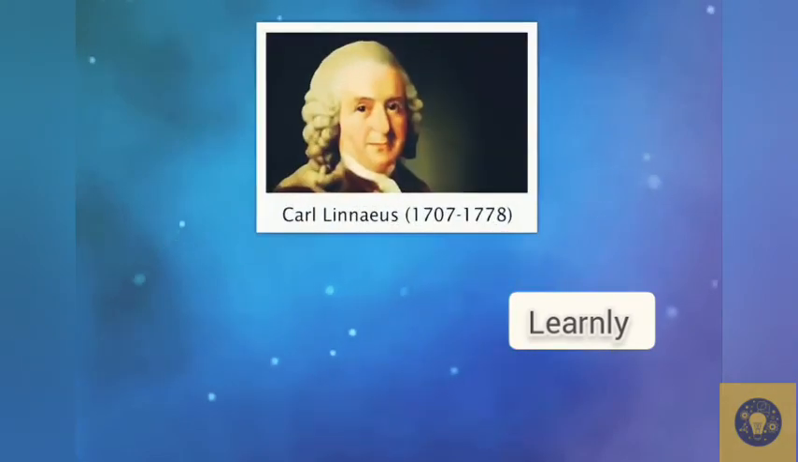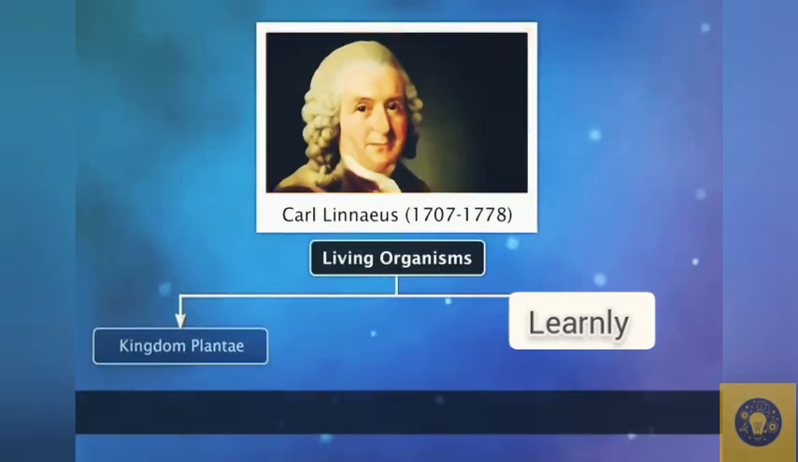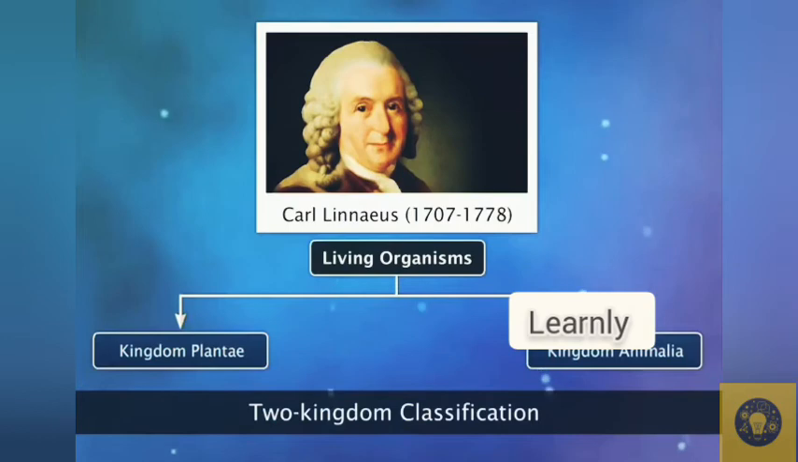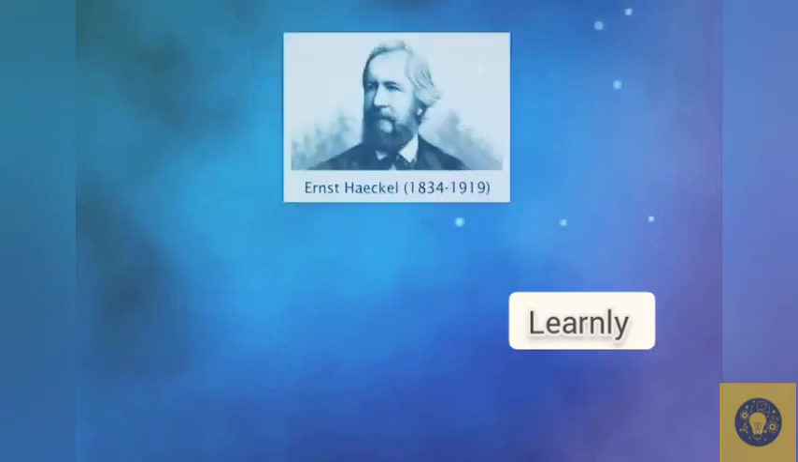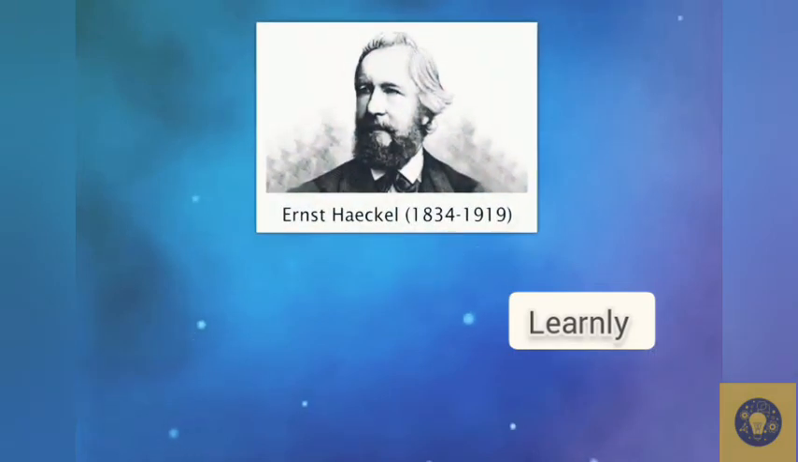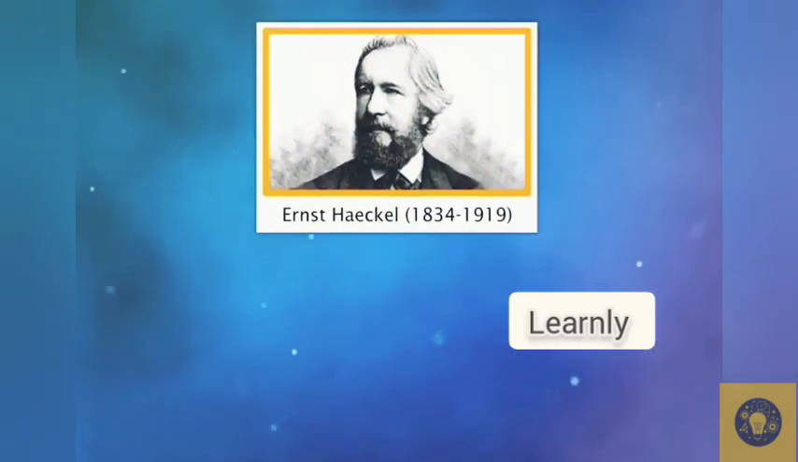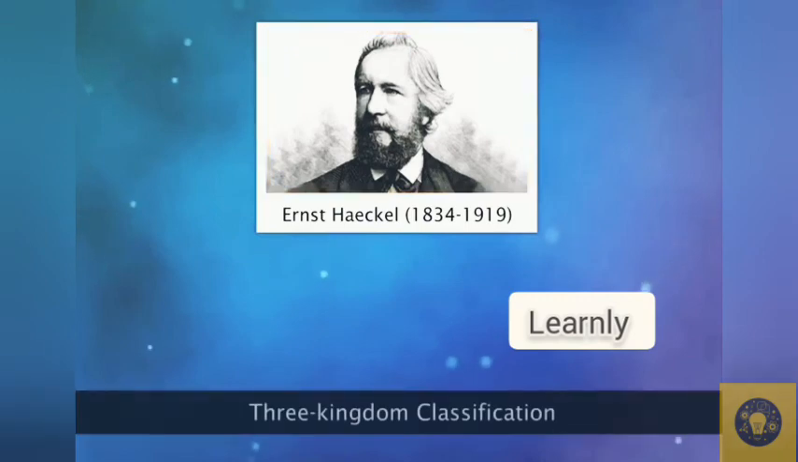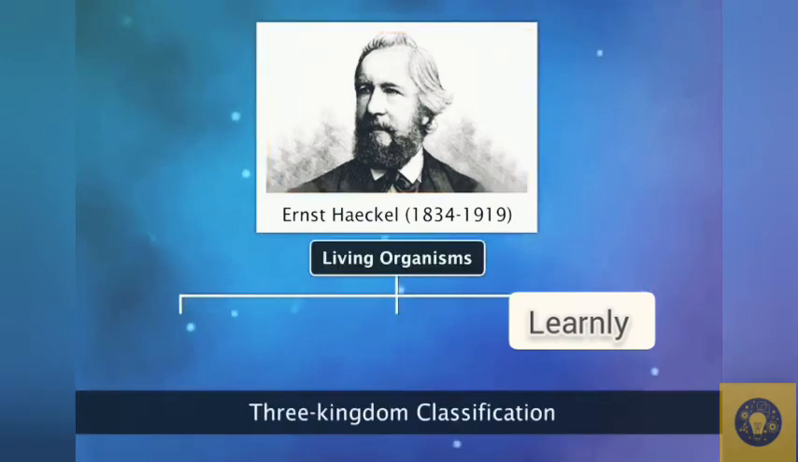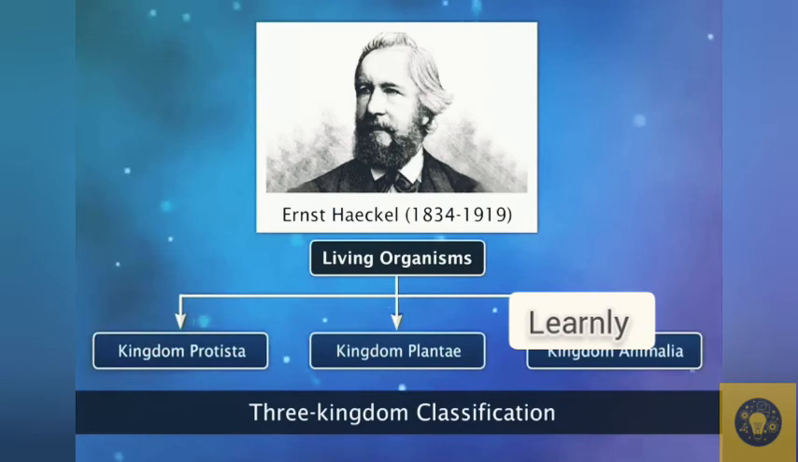In the 18th century, Carl Linnaeus distinguished living organisms into two separate kingdoms, Kingdom Plantae and Kingdom Animalia. In the mid-19th century, Ernst Haeckel revised the system of classification and divided living organisms into Kingdom Protista, Kingdom Plantae, and Kingdom Animalia.